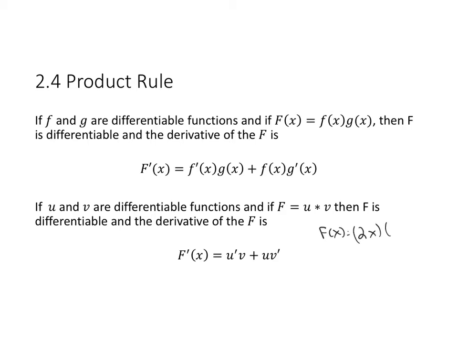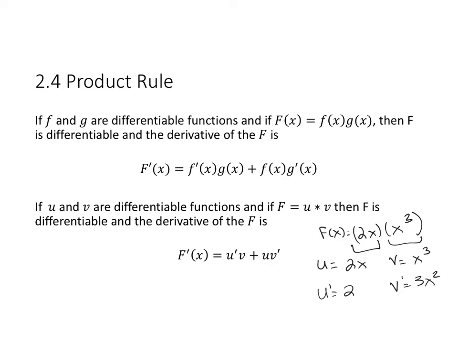2x times x cubed. So we had one function times the other function. My u is my first function, 2x. My v is my second function, x cubed. Now we'll take the derivative of each piece. U prime, the derivative of 2x, is 2, and v prime, the derivative of x cubed, is 3x squared.